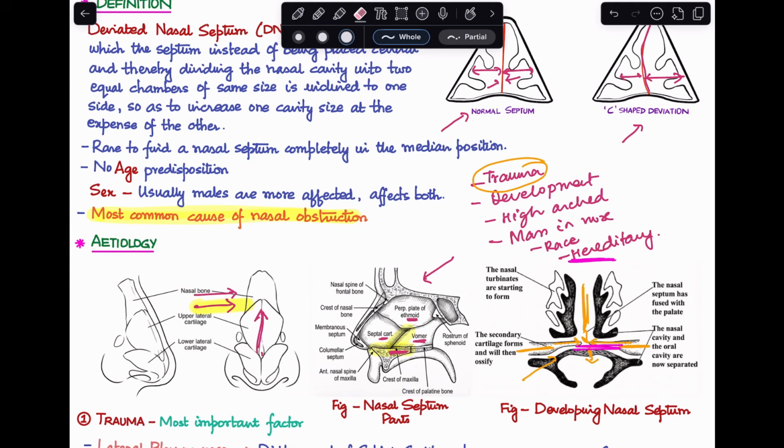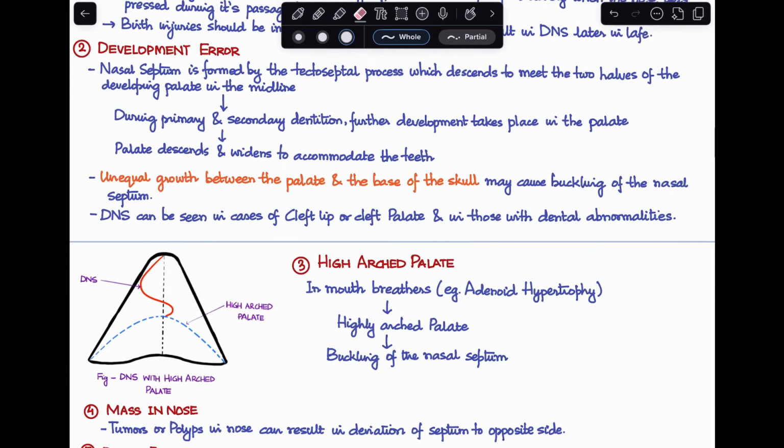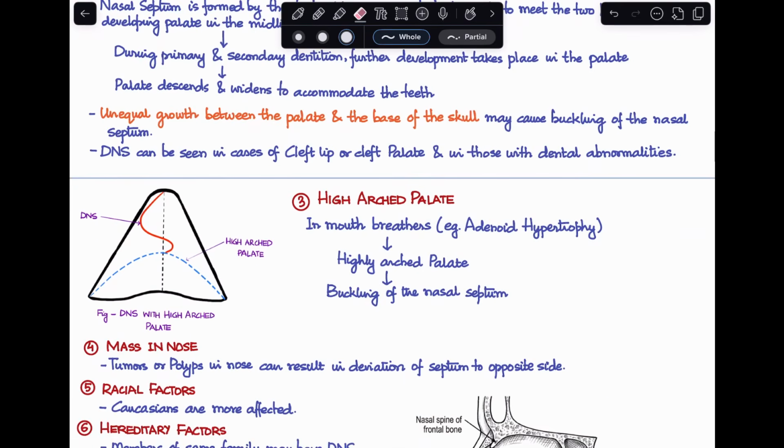Now next, moving on to high arched palate. Let me show you an image over here. So this is what a high arched palate looks like. When this is present, you'll especially see it in cases of chronic mouth breathers, especially young children who come to you with mouth breathing and snoring. When you examine the patient, you'll find that they have adenoid hypertrophy. And with a long-term history of such a case, you'll see that they have adenoid facies. And in adenoid facies, one of the things you'll see is a very high arched palate.